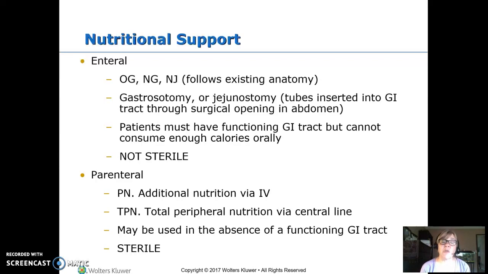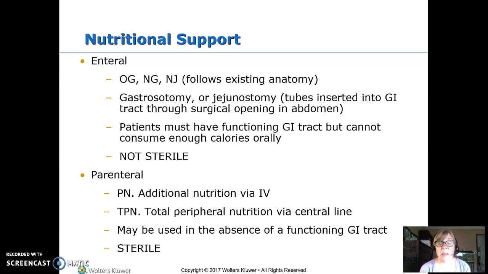We can also give nutrition parenterally. This is sterile, and in fact, they are at high risk for developing sepsis just by virtue of being on that parenteral nutrition. We can do sometimes called PPN, partial parenteral nutrition, or just PN, parenteral nutrition. Must be through an IV. Depending on how concentrated it is probably needs a central line. It's probably too concentrated and will irritate and destroy a peripheral vein.